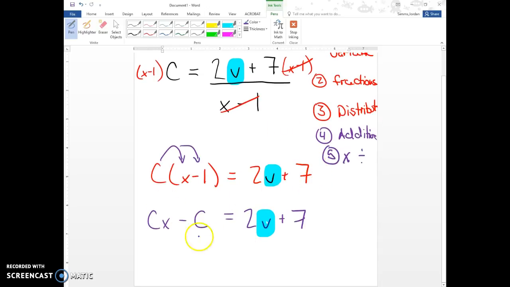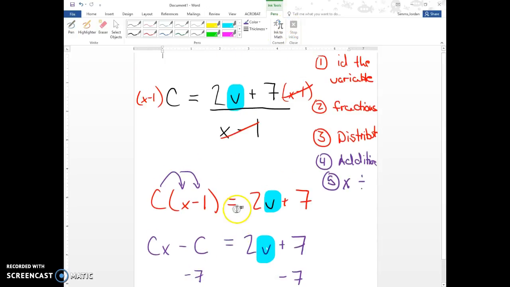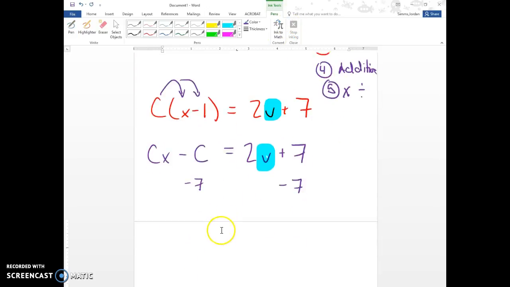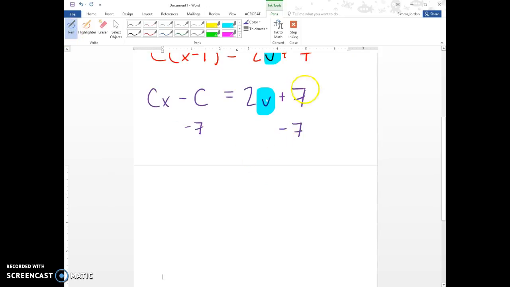So here, I'm looking at the v, and I always look at what's being done. I'm going to deal with the addition or subtraction first, so I'm going to get rid of this 7. I need more room now because I'm being a pig with space, but that's okay. So the 7's are gone. I have 2v, and that's going to equal cx minus c minus 7.